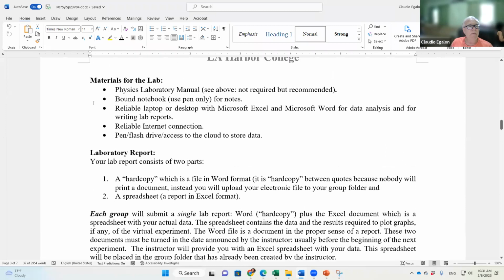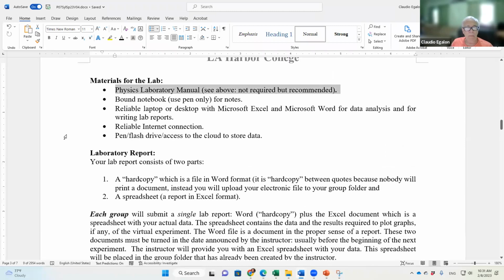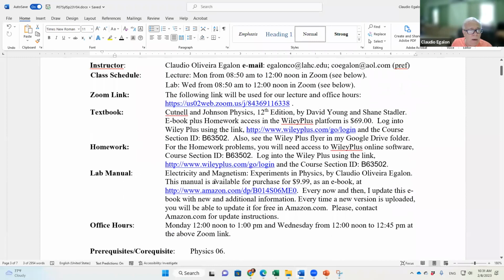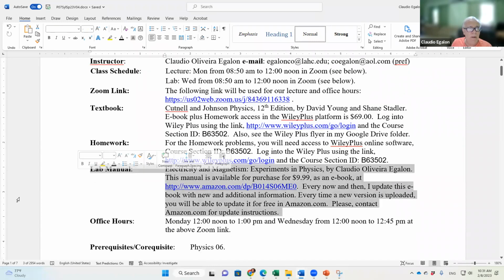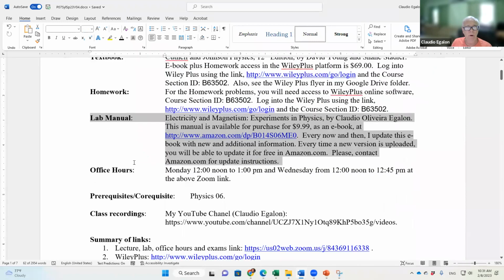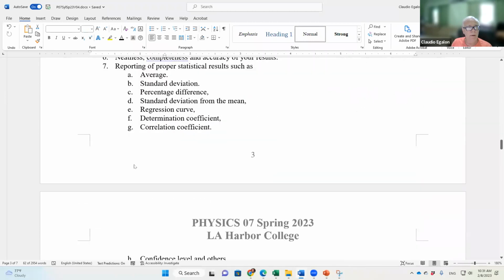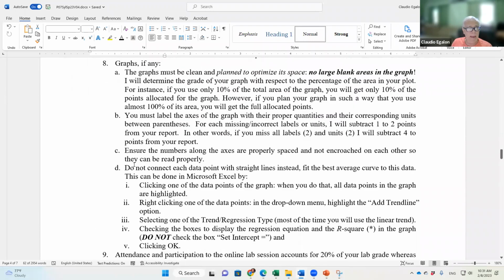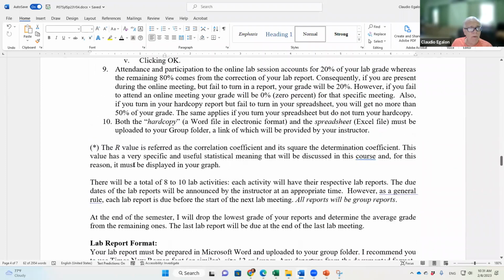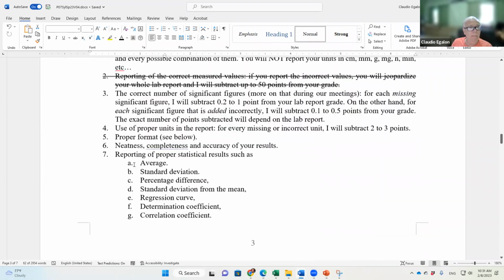Materials for the lab, physics lab manual. It's not required, okay, but it's recommended if you want to learn a little bit more. The lab manual is my own lab manual that I put a reference there for you, right? Let me see, did I put there? Zoom link, oh yeah, I did, okay. Yeah, that's the one. All the experiments are taken from my lab manual, but you can perform the experiments without this lab manual.